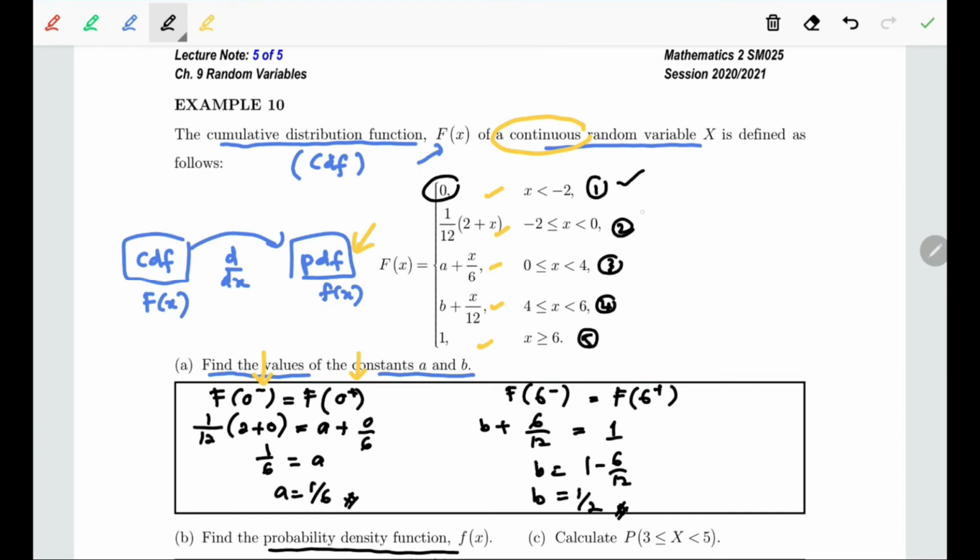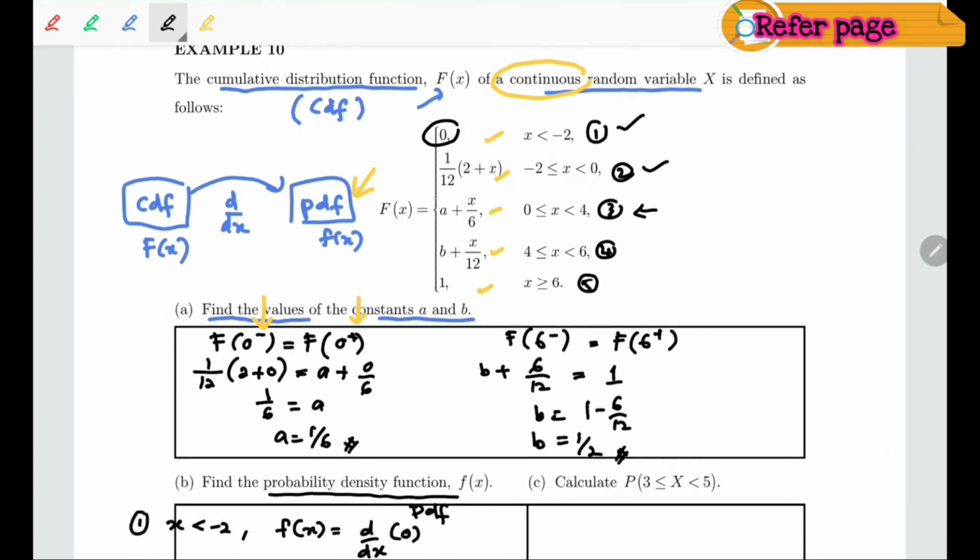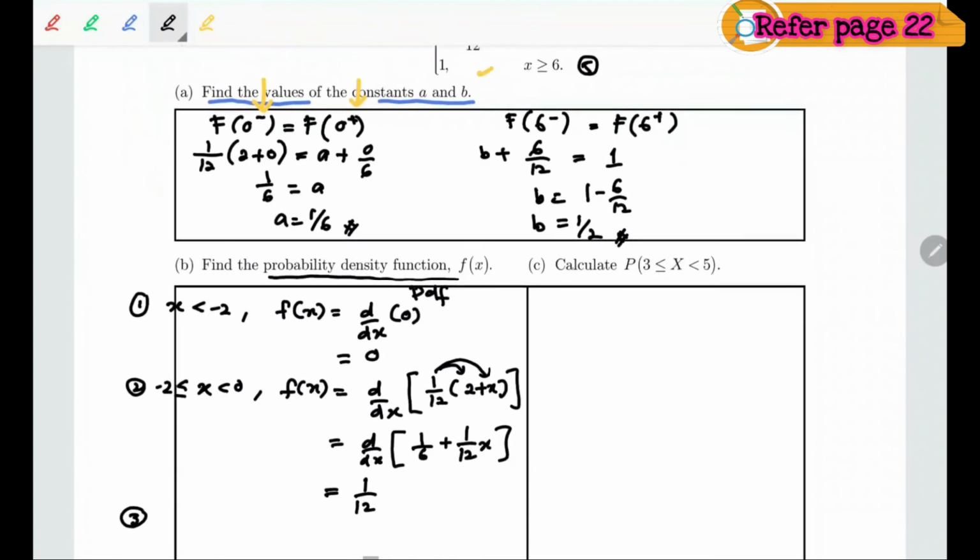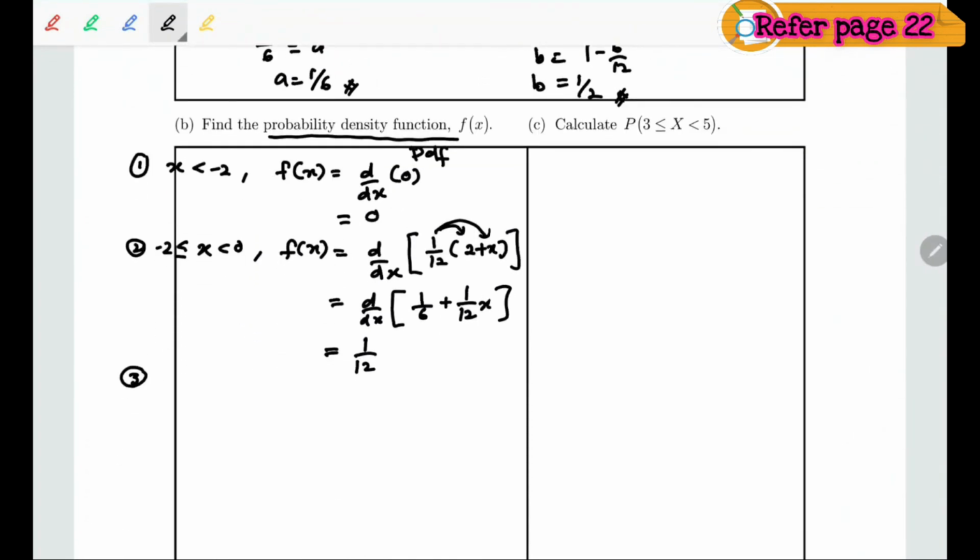So we have set up for the first, second, and now we are going for the third. For the third function, from 0 until 4, the function here should be a plus x over 6. Since a is 1 over 6, now we are going to differentiate. But before that, we should write the interval here, which is x varies from 0 until 4.